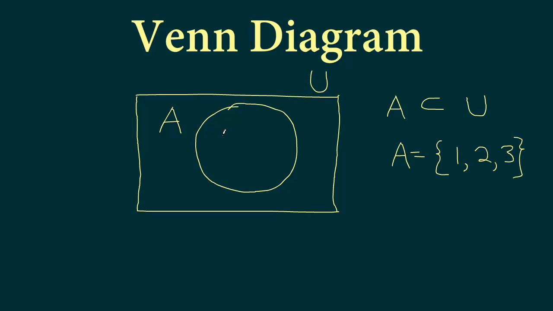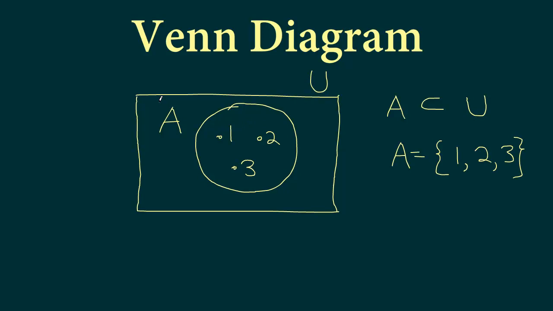Now we can arbitrarily take any three points. Maybe this is 1, maybe this is 2, and maybe this is 3. It does not really matter how we write them. The important thing is that we write them inside of the circle, because the circle shows the set A. So the inside of the circle should contain all the elements that belong to A.